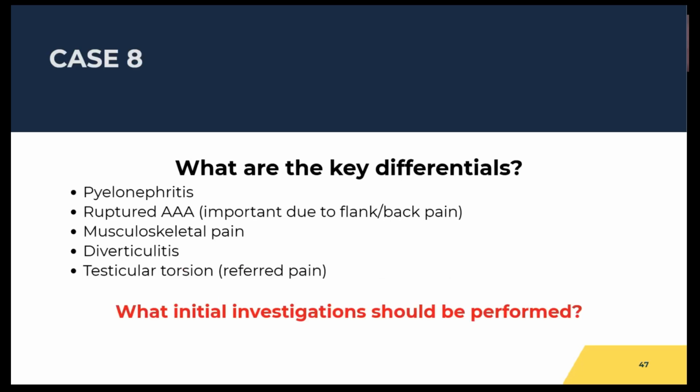Okay, so some key differentials. Pyelonephritis, where they would present with pain as well as fever. A ruptured AAA, which is always important to rule out in older patients as well. Musculoskeletal pain, diverticulitis, and testicular torsion, which can also give referred pain. So even though renal colic is common, please don't anchor your diagnosis prematurely. Please try and rule out other diagnoses just to make sure. So what initial investigations should be performed and why?